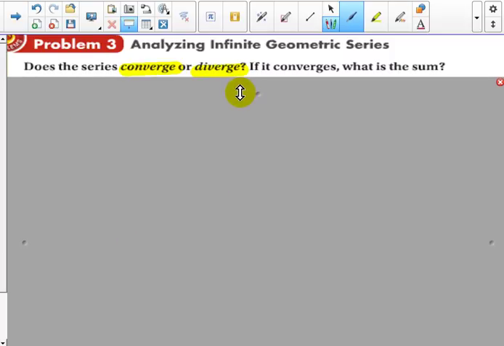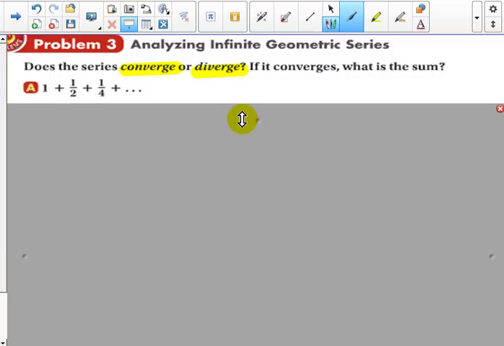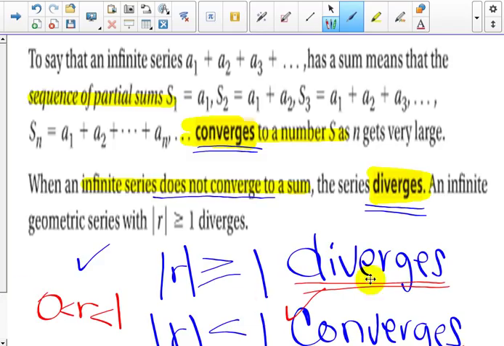It says problem 3, does the series converge or diverge? If it converges, what is the sum? So we're not going to worry about what the sum is, okay? I just want you to tell me, does it converge or does it diverge? Okay? So remember, let me back up. If it's greater than 1, it diverges. If it's less than 1, it converges. Okay? And we ignore the negative sign. We're just taking absolute value. So whatever r is, strip the sign. If it's greater than 1, it diverges. If it's less than 1, it converges.